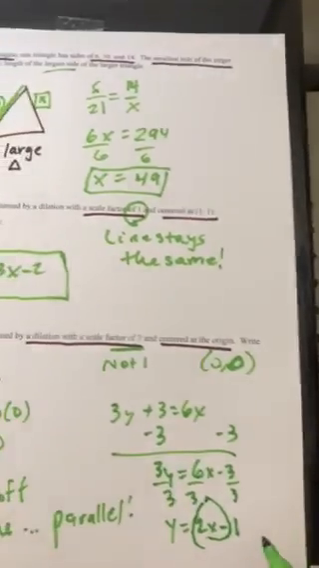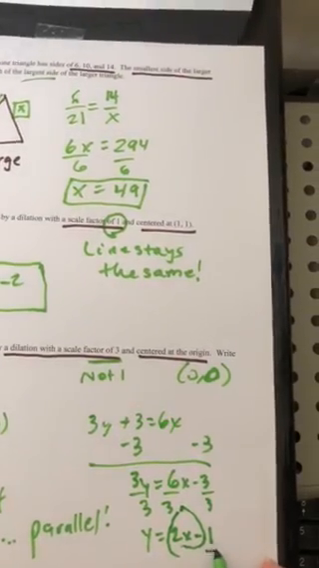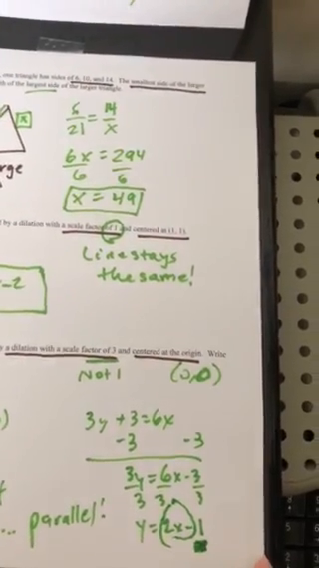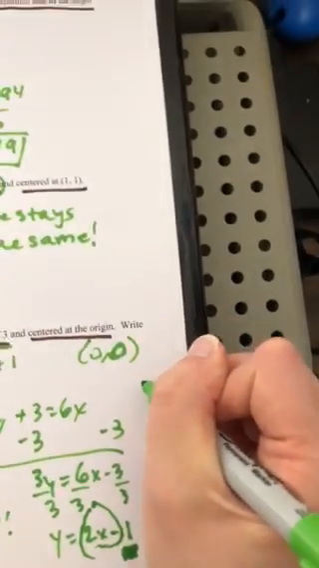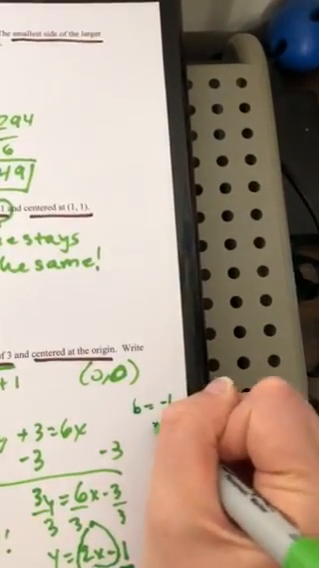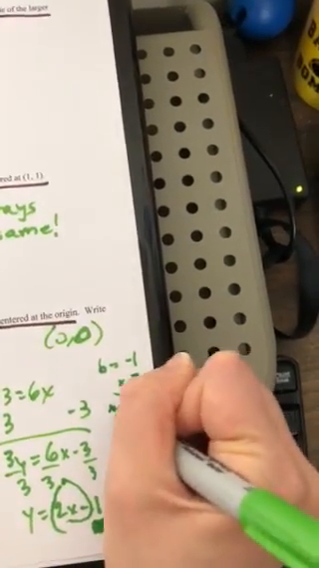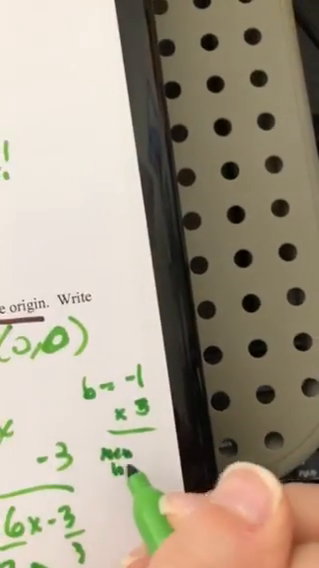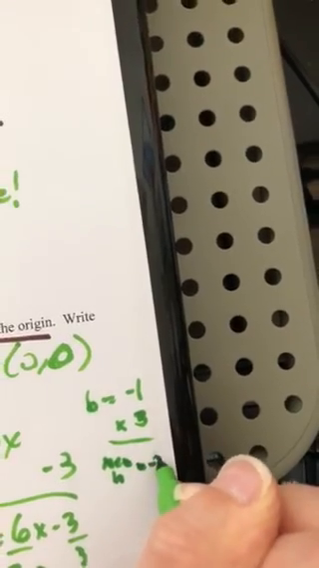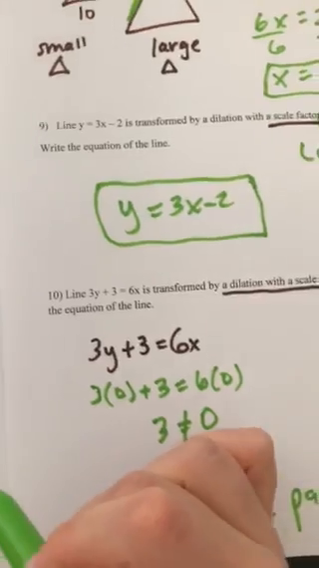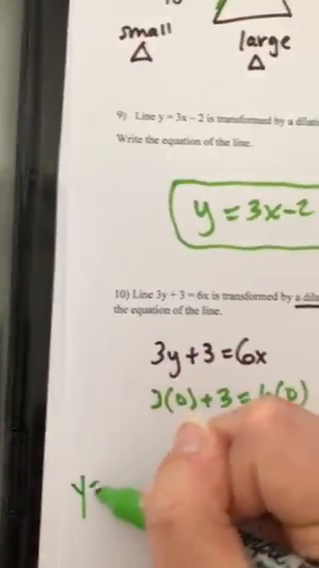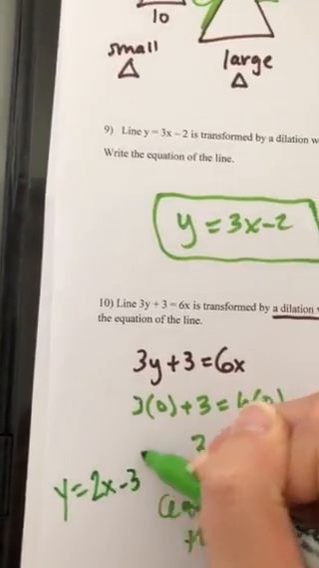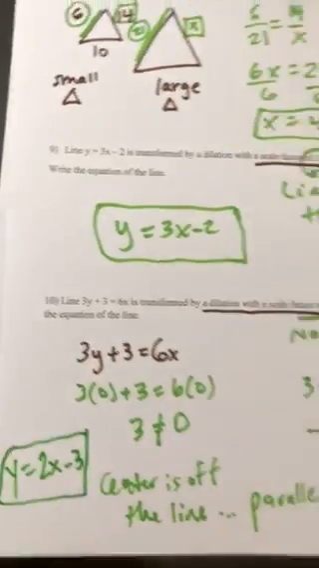So I want that 2x. But we need to take the y-intercept right there and multiply it by 3. We're going to take the b of -1 times the scale factor 3. So the new b is -3. Okay, let's write the final answer somewhere else. Final answer, it's going to be y equals same slope 2x, but the new y-intercept is -3.